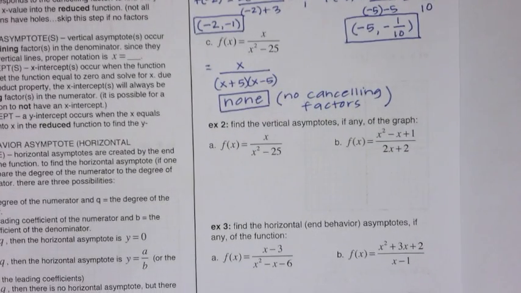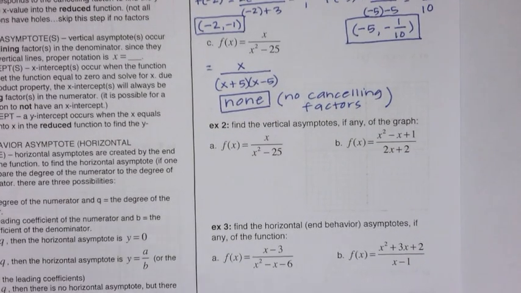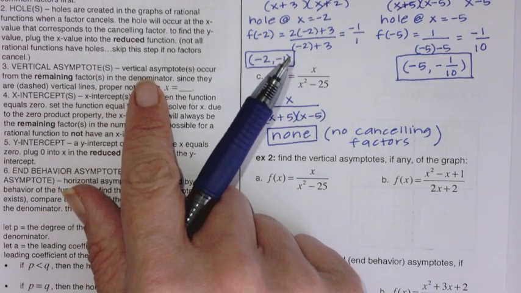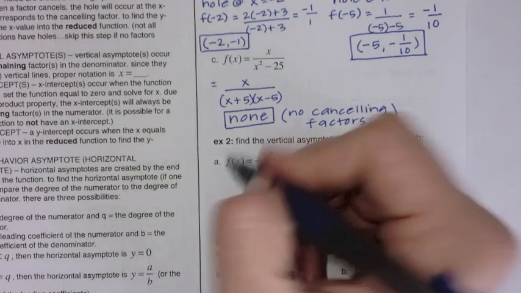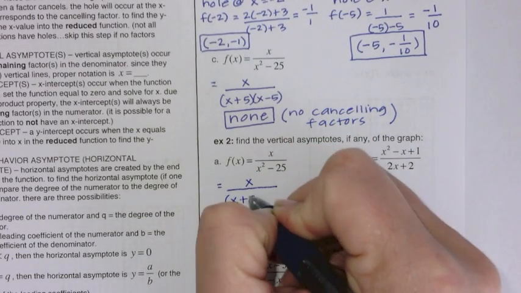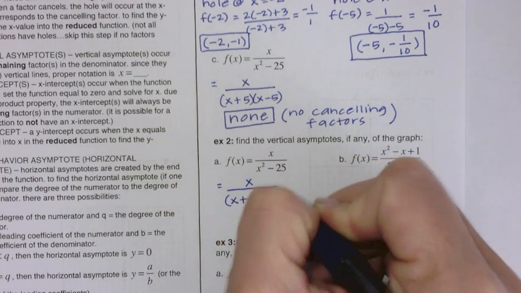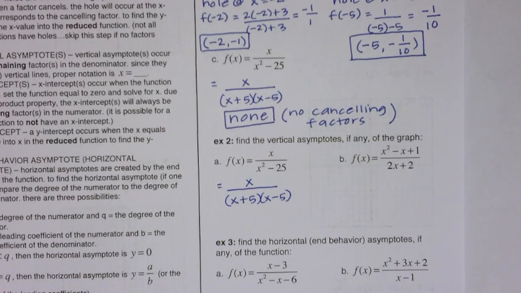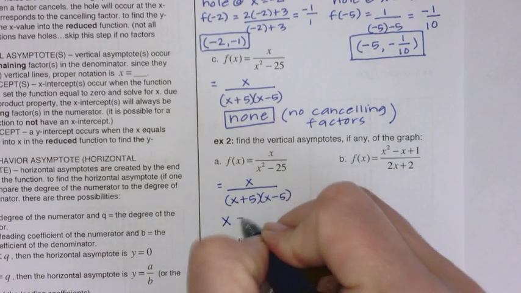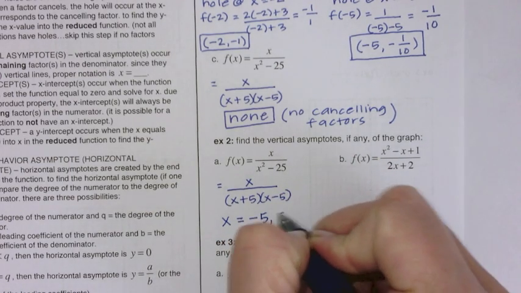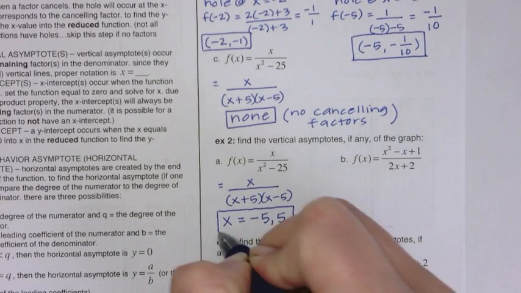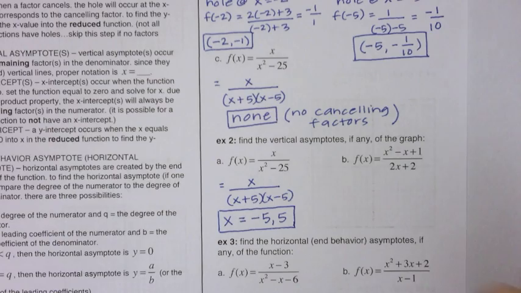Okay, example 2 is asking us to find the vertical asymptotes. So vertical asymptotes occur from the remaining factors in the denominator. So what we need to do is step 1 always is to factor. And since no factors canceled, the remaining factors in the denominator are going to become asymptotes. So we write them x equals -5, and you can do this just to put a comma between them, or you can write x equals -5 and x equals 5.